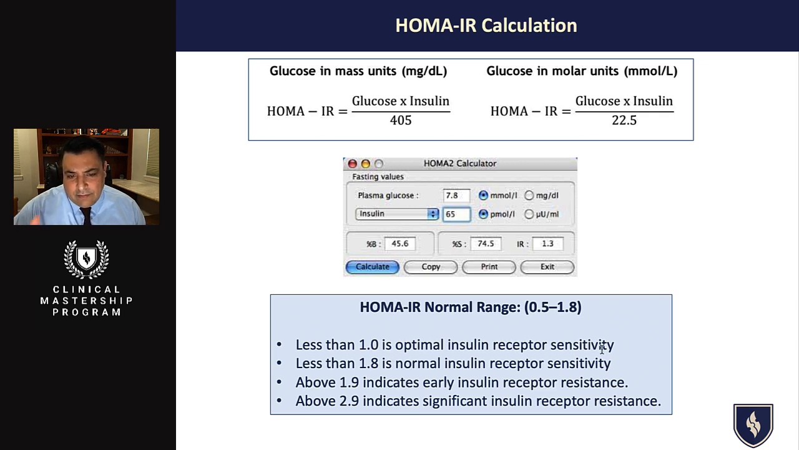That's what you would like to shoot for someone, having really efficient blood sugar signaling systems between how the glucose load leads to insulin surges. Things like cutting down on sugar, physical activity, and having more muscle mass are all things that improve this insulin resistance pattern, or this HOMA score. So if they're above 1.9, that indicates early insulin receptor resistance. And if they're above 2.9, that indicates significant insulin receptor resistance.